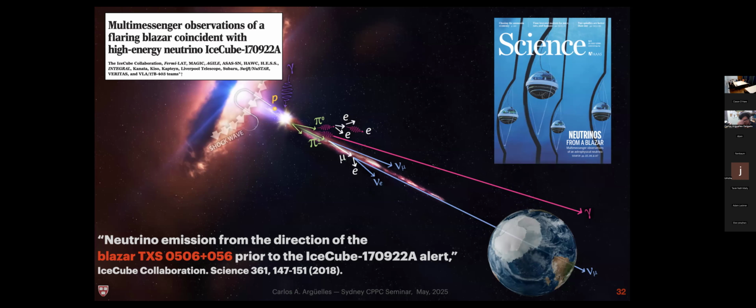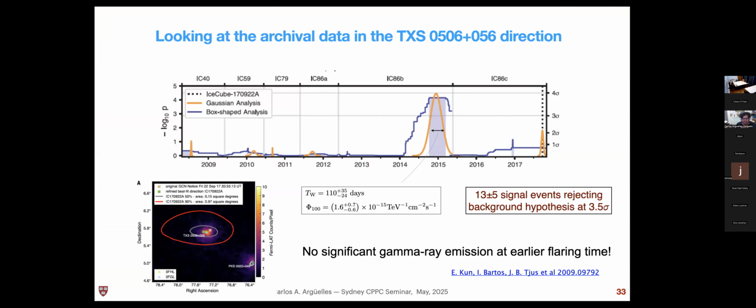And so now we think this is a transient source. So why do we say that? We looked in the direction of TXS and looked for the neutrino emission as a function of time. What you see here in this top figure is the significance of events over expected background in the direction of TXS. The larger means that there is a significant excess over background, and zero means it is compatible with background.